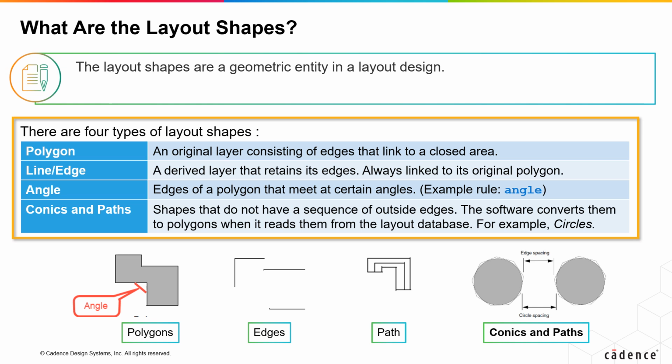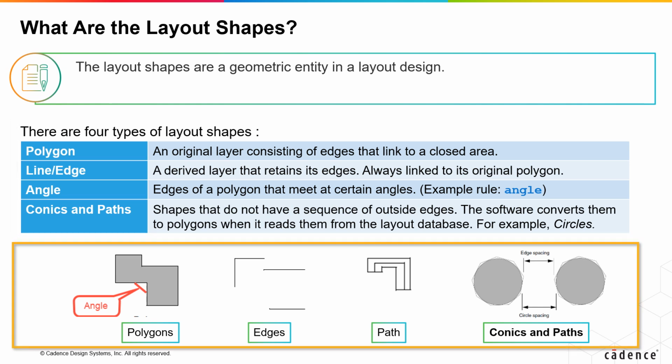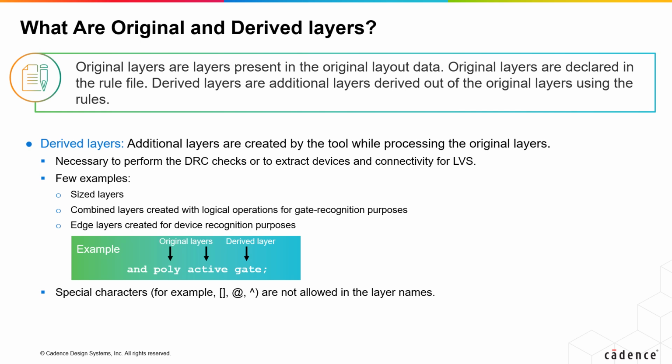Conic and path shapes are converted to polygons by the software when it reads them from the layout database, since the shapes do not have a sequence of outside edges. Here are some layout shape examples as below. Original layers are the layers present in the original layout data and are declared in the rule file.